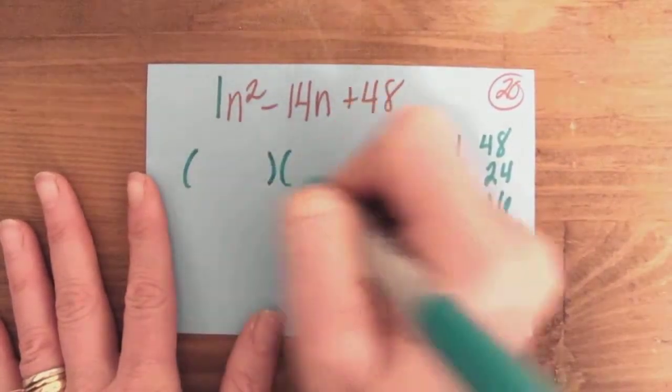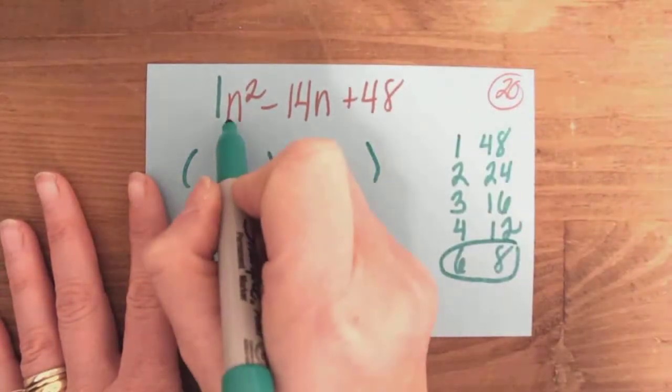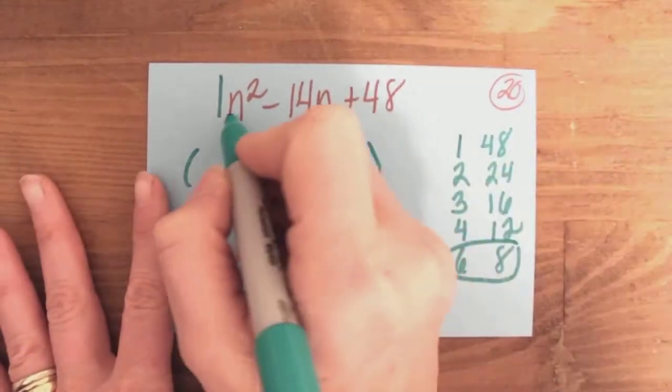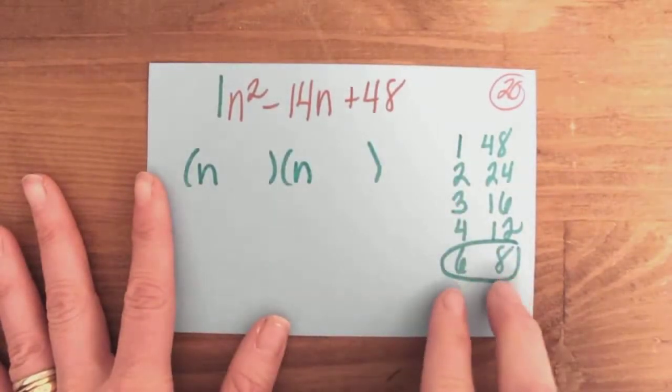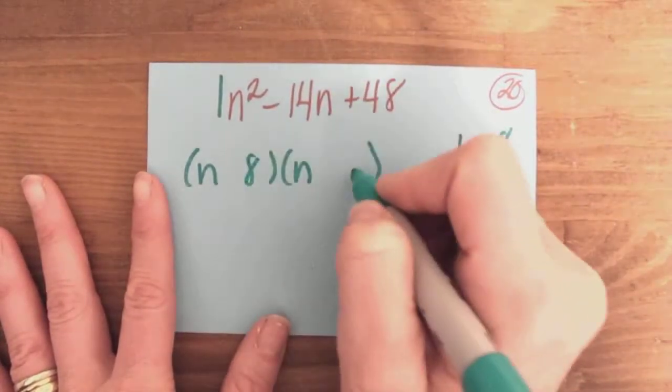So let's set up our parentheses. Instead of it being an x like we typically see, we have an n squared, so they'll both start with n. The numbers that add to 14 are 8 and 6.